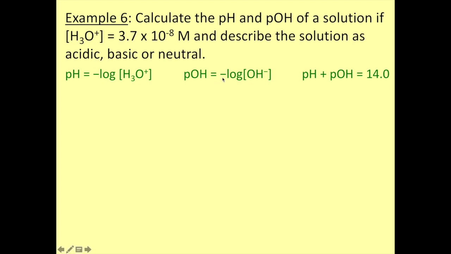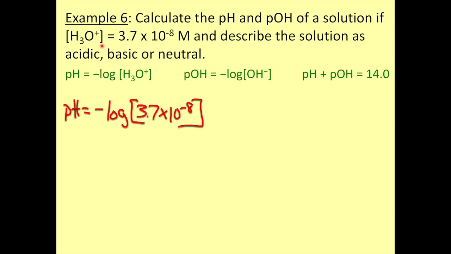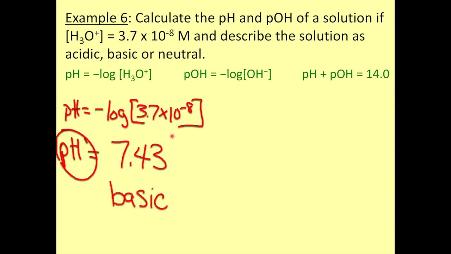You have your given information already in front of you. So let's get started. Let's go ahead and find the pH first because that's the easiest one to do since we already have the hydronium concentration. So I take the negative log of 3.7 times 10 to the minus 8. I ask the calculator what that is, and the calculator tells me it's 7.43. That's very convenient. So now ask yourself, is that greater or less than 7? Well, it's greater than 7, so it must be basic.